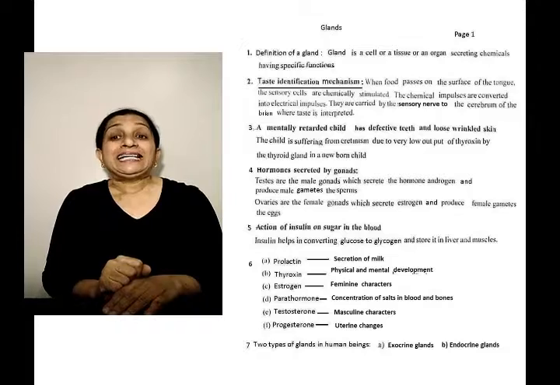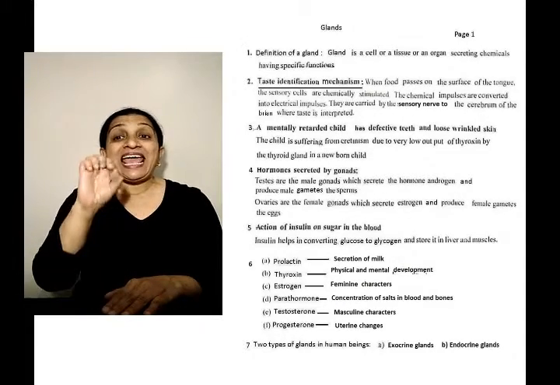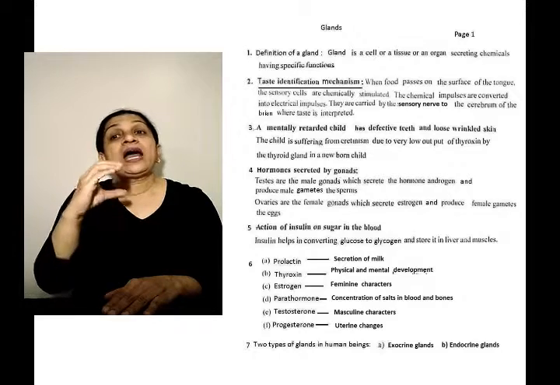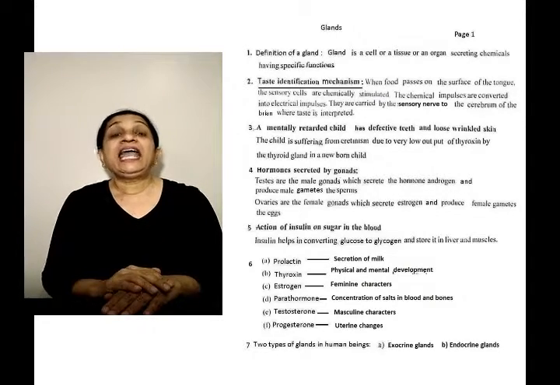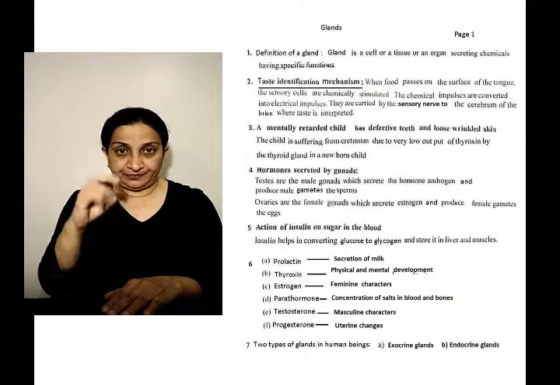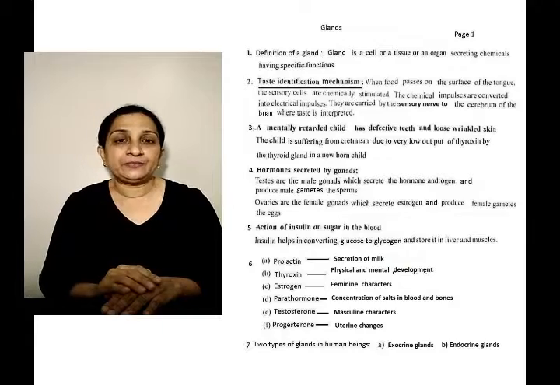Two types of glands are there in human beings. One is exocrine and the other is endocrine. Endocrine glands.